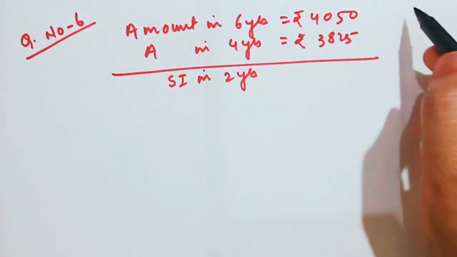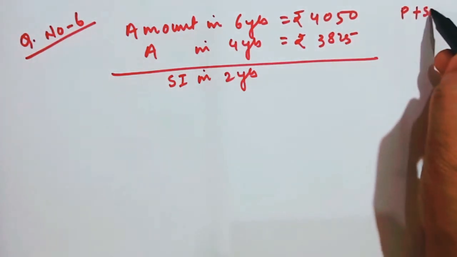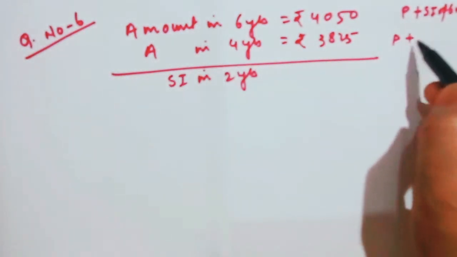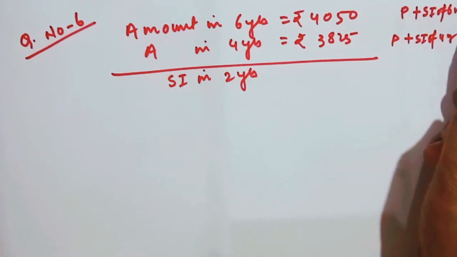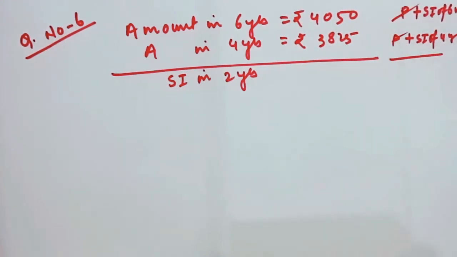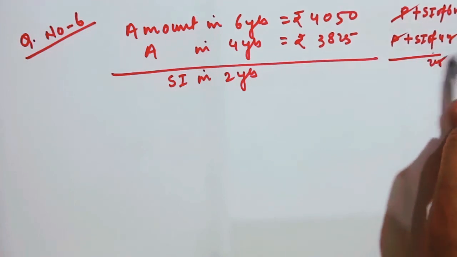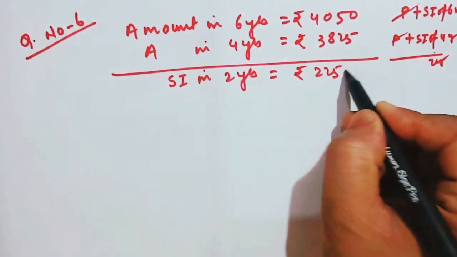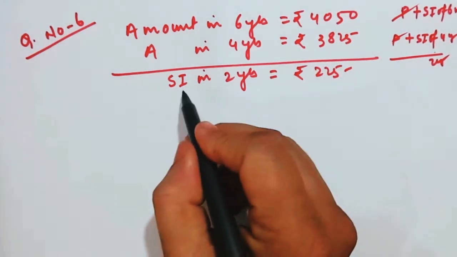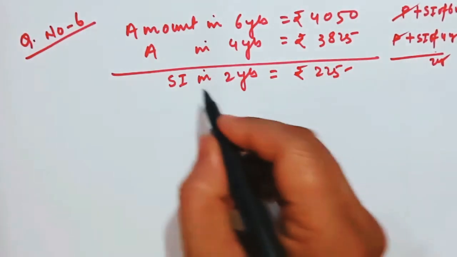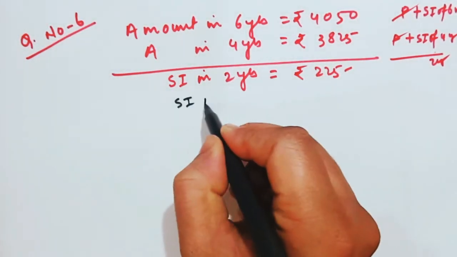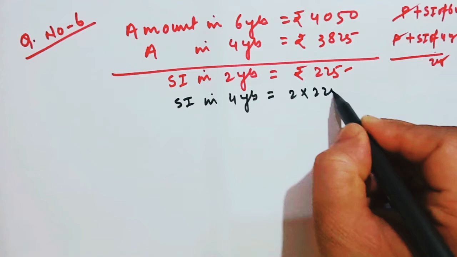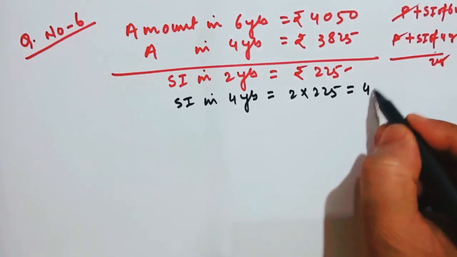Why? Because amount in 6 years means principal plus simple interest of 6 years. Amount in 4 years means principal plus simple interest of 4 years. So when you subtract these two, you will get simple interest of 2 years. So simple interest in 2 years will be equal to rupees 225. Done? Okay. Now if simple interest in 2 years is equal to 225, therefore simple interest in 4 years will be equal to 2 times 225, which is 450.